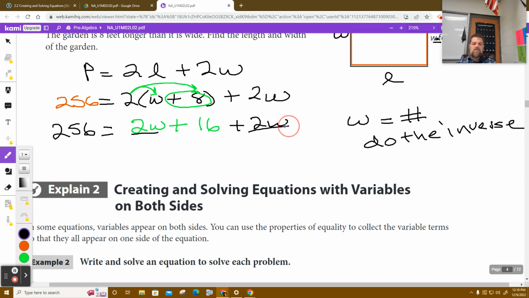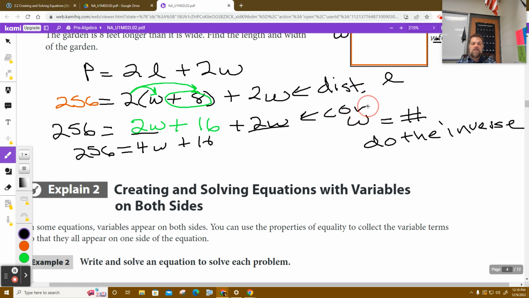I have 2 W's and I add another 2 W's. How many W's do I have total? 4. And then I have plus 16 on the other side. After I've combined like terms, let's write that down here. What did I do here? I used the distributive property. Here I combined like terms. And whatever I write down, I want you guys to write this down because when you go to do your work, that's going to help you.